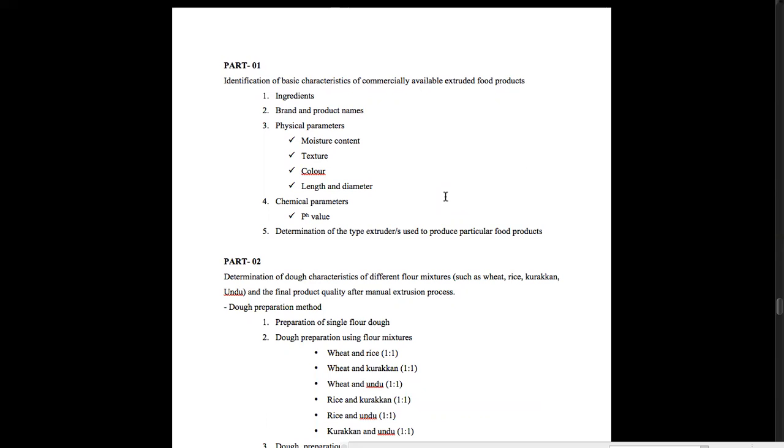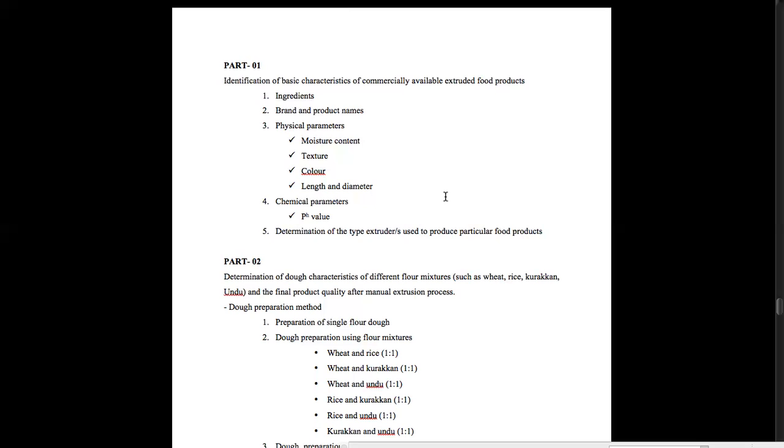The objective of part 1 is to get an idea about extruded food products and their ingredients, who is manufacturing extruded food products in Sri Lanka, and also which products are imported. You had better get an idea about the extruded food products and manufacturers, and also their physical parameters such as moisture, texture, color, length, diameter, width and the shapes. These things are very important.